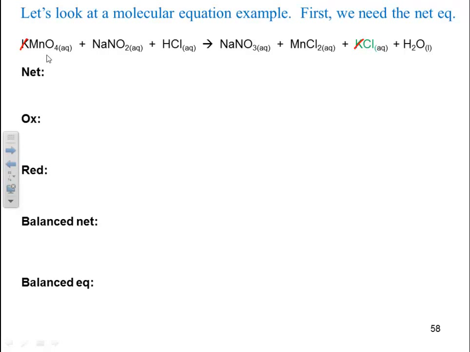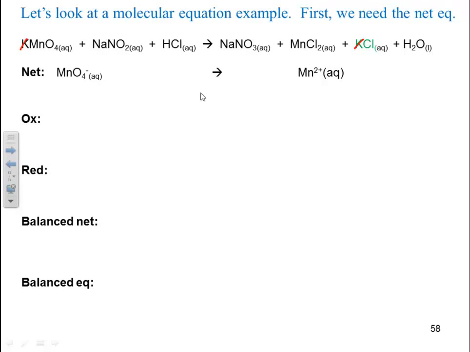Permanganate, okay, manganese on the other side is part of this soluble salt here. So that's going to break up. So I've got permanganate going to manganese 2+. So I can bring that down. Let's look at the next one.